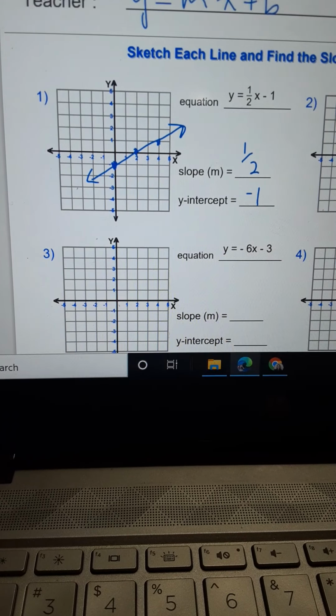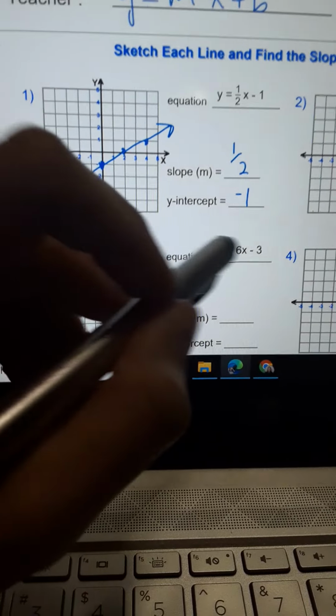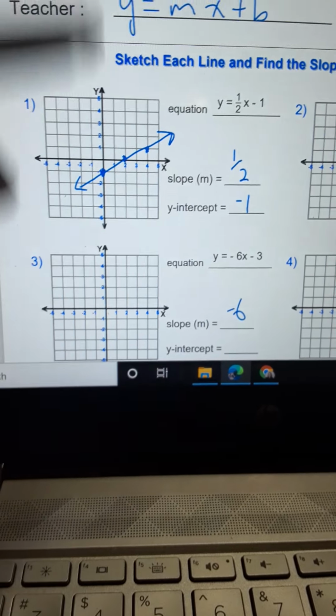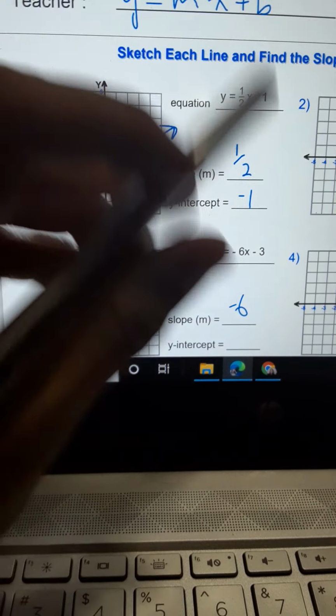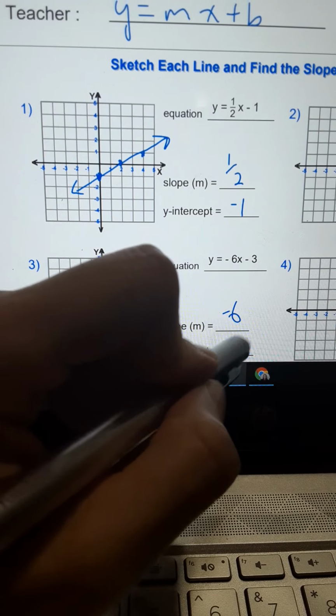y equals negative 6x minus 3. So our slope is negative 6. It's what is in front of the x. And our y-intercept is negative 3 because it's a minus 3. Instead of a plus b, it's a minus. So it's a negative 3.